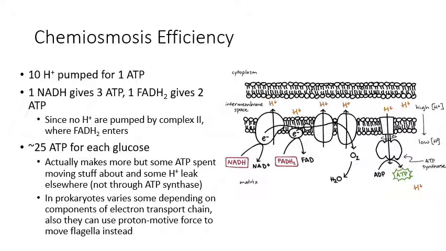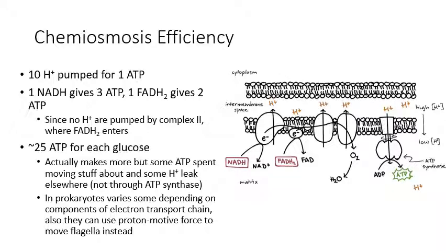Also, some of the protons that you pump across the membrane in the electron transport chain are going to kind of leak back across the membrane rather than flowing through the ATP synthase channel, and that is also going to reduce the efficiency of chemiosmosis. So given those limitations on its efficiency, it's about 25 ATP that you make in chemiosmosis for every glucose, and that's for eukaryotes that have mitochondria.